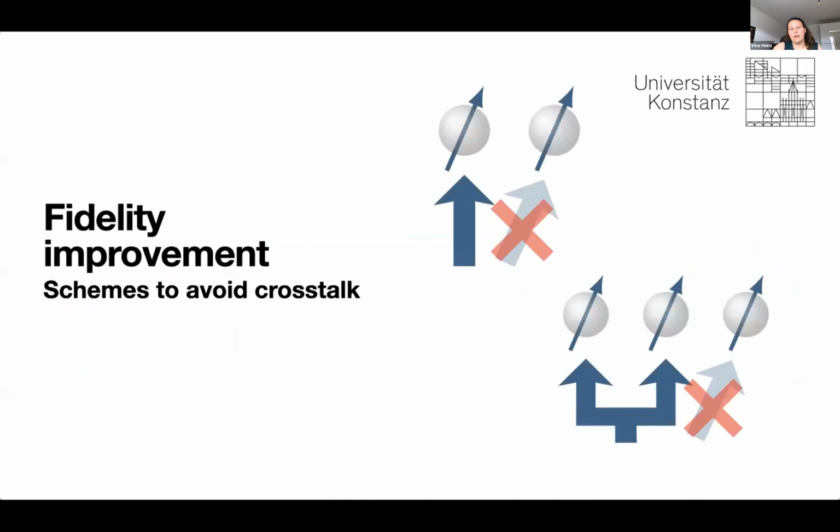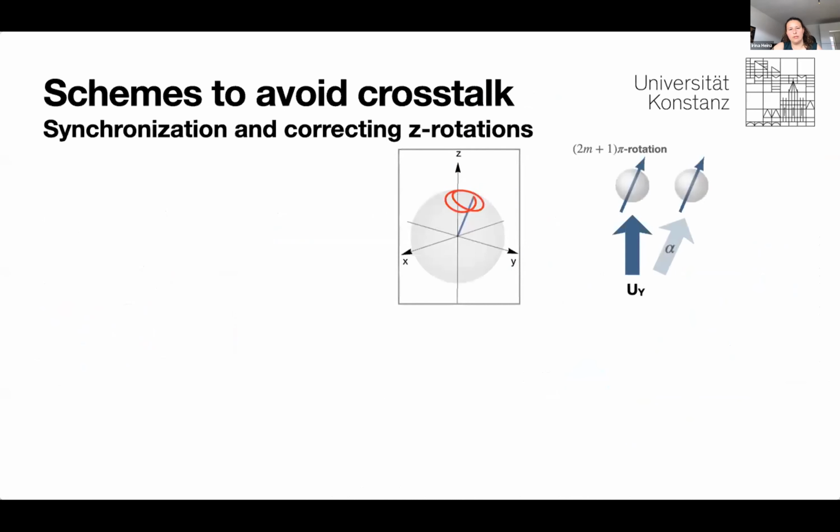Okay, so now crosstalk is an effect that we don't want to have. So this is unwanted, and we want to find a way to avoid this. First of all, let's look at our Y-gate again. To perform a Y-gate on this first qubit, we have to perform a pi rotation, that means, in general, 2m plus 1 pi rotations.